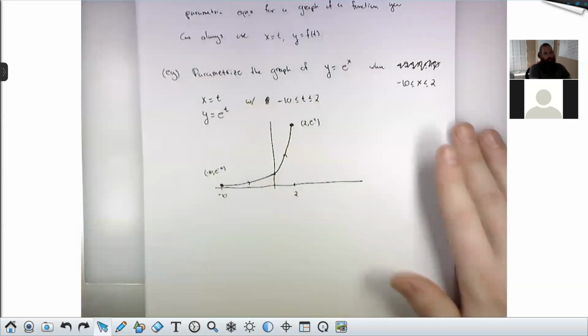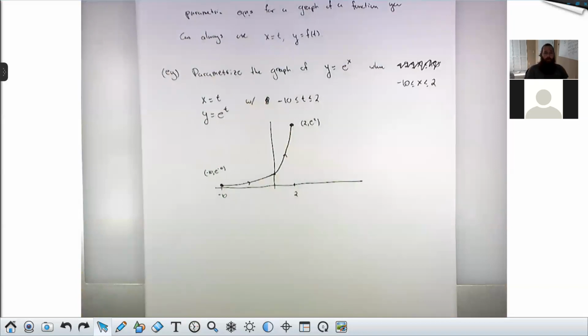So the function here was given, so to parameterize means to come up with a set of parametric equations whose graph is this. We know what y equals e to the x looks like. Can I come up with a set of parametric equations that will have that same graph? And the answer is yes. The easy way to do it.